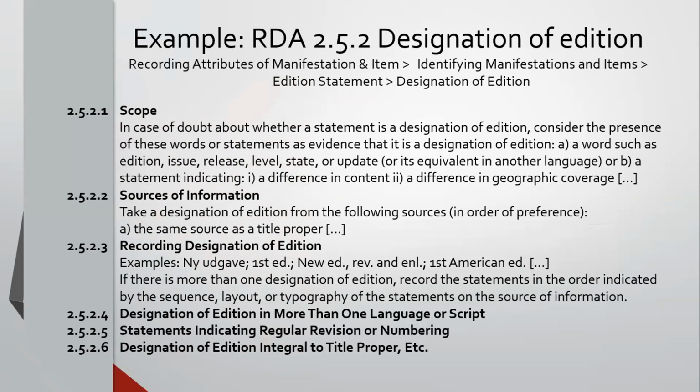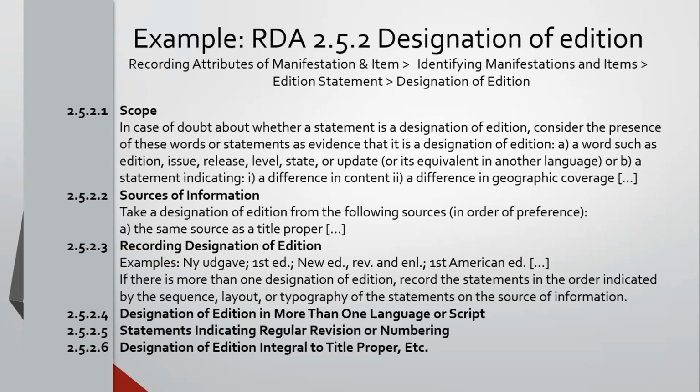Okay, here's just an example of the guidelines that you'll find for each element. So designation of addition is a sub-element of addition statement, which is an attribute element of a manifestation. So these are some excerpts from RDA that show the types of information that you'll find for mostly each element. So for example, we have this scope here. It gives us certain words to look for when trying to determine whether this piece of data we have can even be considered under RDA as a designation of addition.